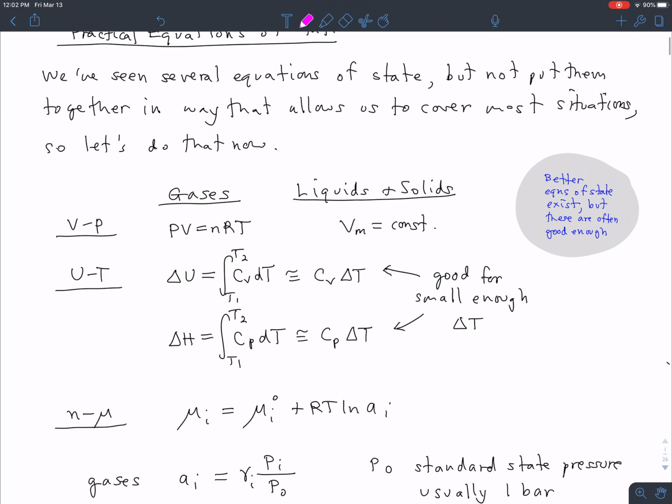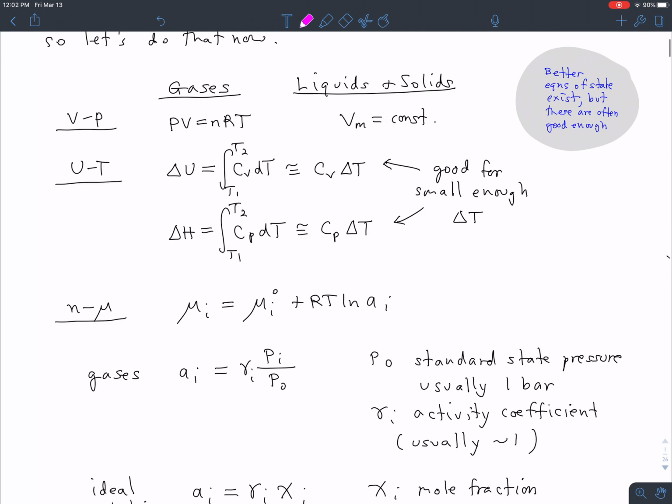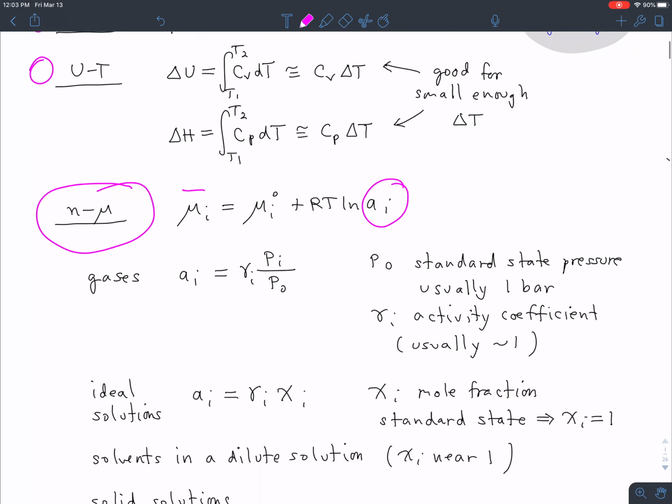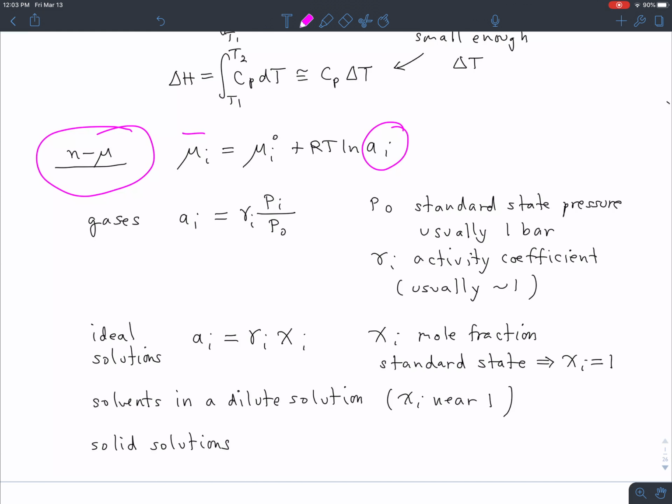Last time, we talked about the fact that there is a convenient and useful set of standard equations of state, which include equations of state for volume and pressure, equations of state for energy and temperature, but especially for the moment, we're focused on the equation of state for chemical potential. And the key thing about that, the thing that makes it adaptable to many different situations, is this idea of activity. The activity varies depending on what kind of system we have, what kind of chemical component we're talking about. So for gases, the pressure is the key variable that determines activity.